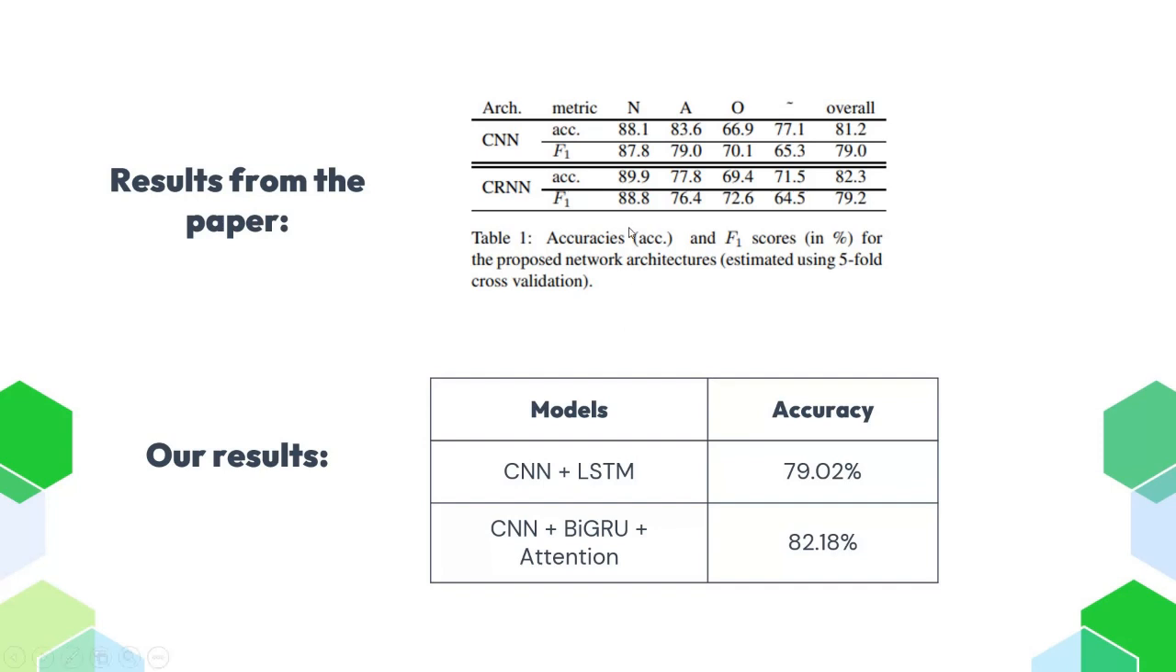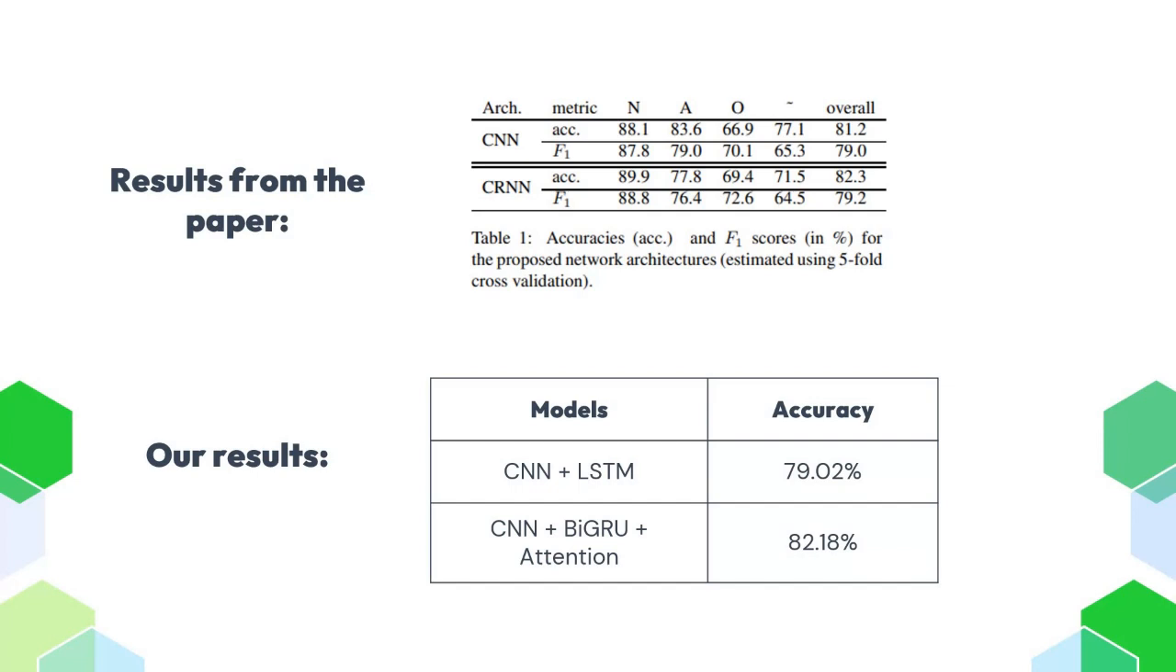In the image above, we can see the results from the paper. We had chosen to replicate the CRNN model, which is nothing but the CNN plus LSTM model. And for this particular architecture, the accuracy that is achieved in the paper is 82.3% and the F1 score is 79.2. In our implementation, we were able to achieve an accuracy of 79% for the same architecture. While this accuracy is not exactly the same as that in the paper, it is still fair enough.